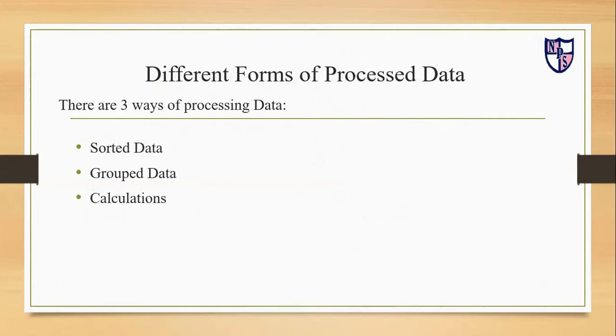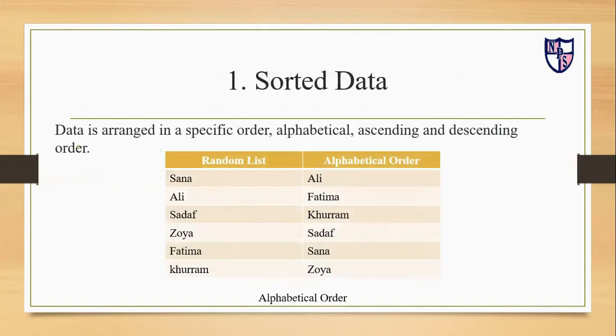Now, different forms of processed data. There are three ways of processing data: sorted data, grouped data, and calculations. Number one, sorted data. Data is arranged in a specific order: alphabetical, ascending, and descending order. Let's take this example of sorted data.